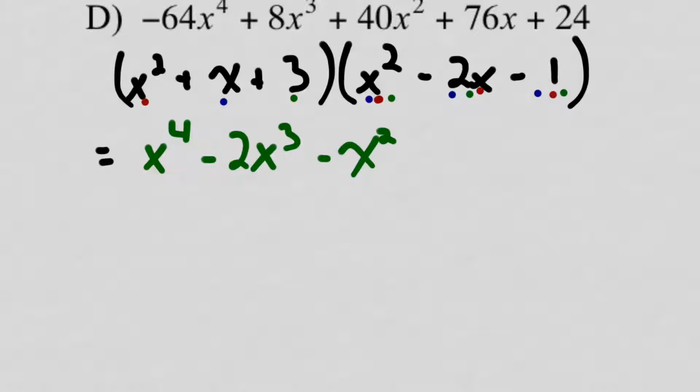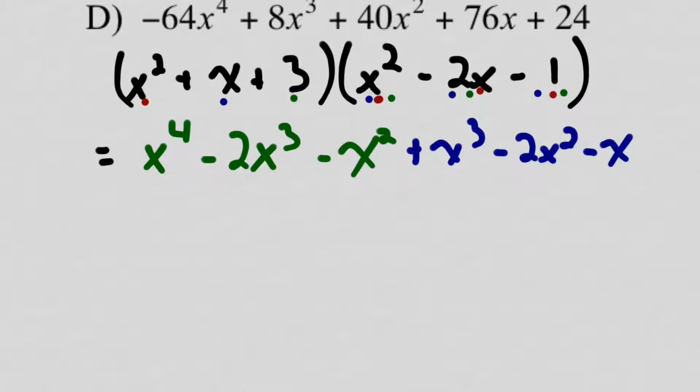Let me go to blue so you can see what I'm following. X times x squared is going to be positive x cubed. X times minus 2x is minus 2x squared, and x times negative 1 is negative x. I will continue on the next line. I've got the colors a little confused or backwards here, so bear with me. And so this is still the same part of the same expansion.